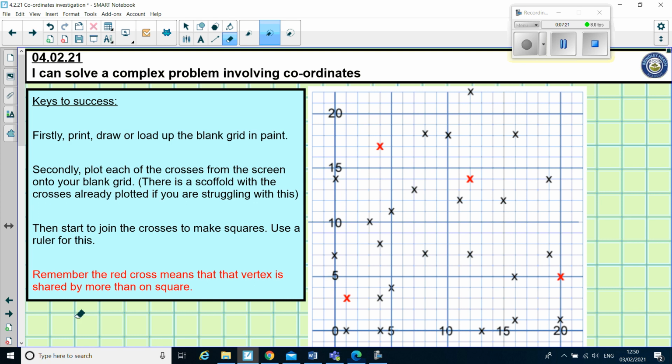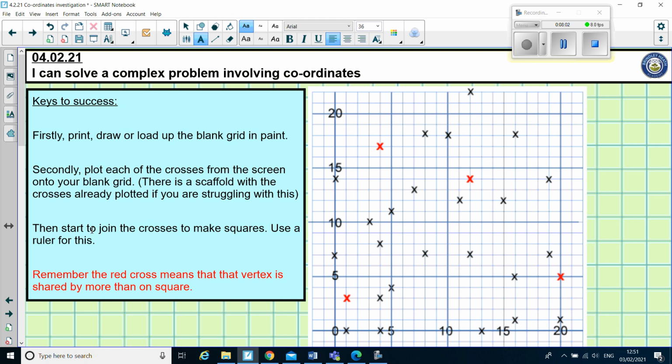Secondly, you're going to need to look carefully at the crosses on my screen and plot each of those crosses onto your blank grid. There's a bit of skill involved in this because you're going to need to read the coordinates really carefully to plot those crosses. If this is something that you're really struggling with, I have also put in your lesson folder for today a scaffold with the crosses already plotted on. So if you're struggling, print or find the one that looks like this. It's already got the crosses up. It saves you a job if you are struggling with it.